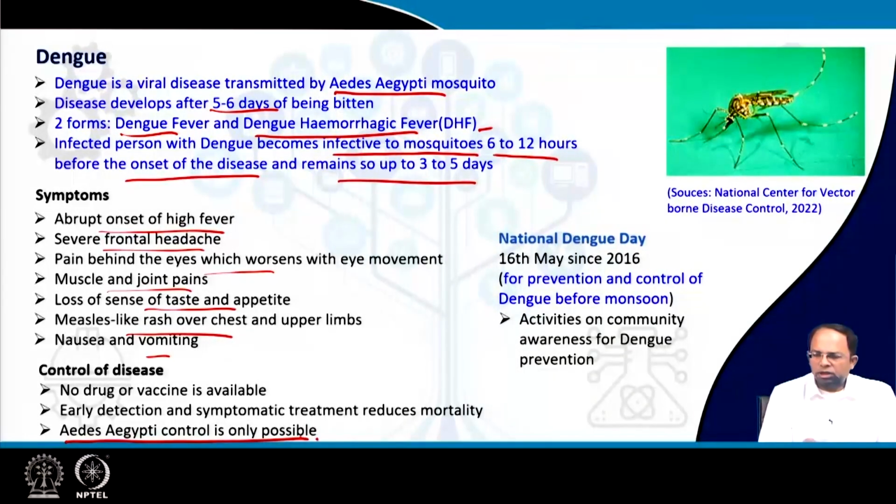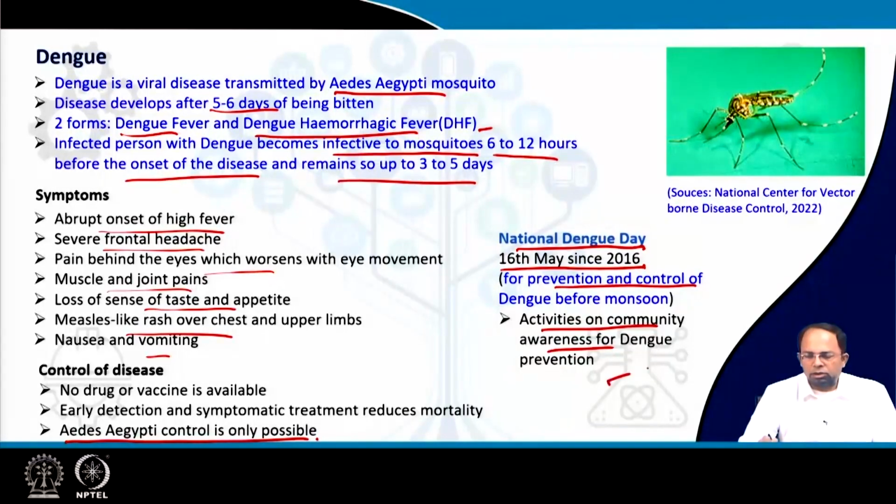But the control of the mosquito is possible, which could be done following similar measures as we do for malaria control as well. Now, the National Dengue Day has been decided to be on 16 May and this is conducted till 2016. The reason this has been done is because it's a reminder that the dengue season is coming and we have to do prevention and certain control measures particularly before the arrival of the monsoon, so that we can prevent dengue. And usually on this day we carry out activities on community awareness, so that people are aware and they throw away the stored water and clean their surrounding environment and so on.